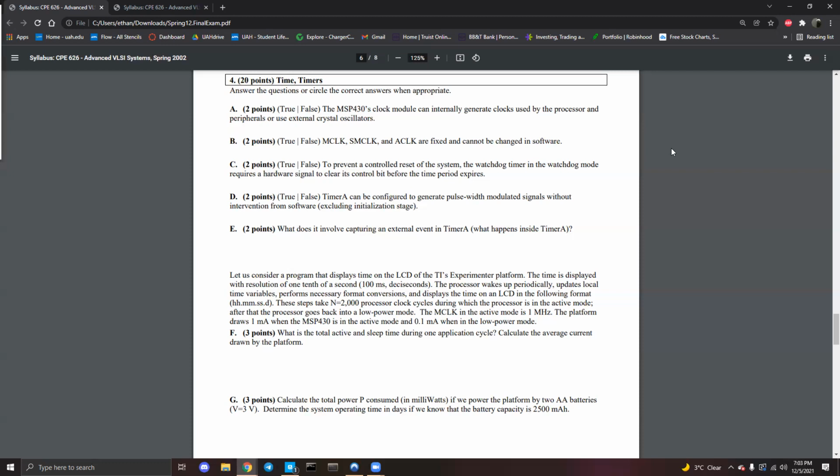Okay, so I'm not understanding why D is true. All right, so D is saying timer A can be configured to generate pulse width modulated signals without intervention from software. So we're all aware that, excluding initialization, that's important, we can generate PWM directly in software with the timers by manually updating the timer registers, the compare registers, and changing the duty cycle of the signal, right?